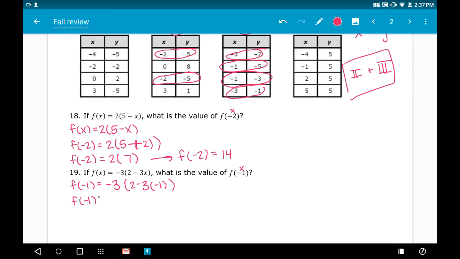So f of -1 equals, let's simplify inside our parentheses. So we have 2, -3 minus 1. When you multiply those together, -3 times -1, you get a +3. Then f of -1 equals, we have -3, and 2 plus 3 is 5. So our final answer here, f of -1 equals -3 times 5 is -15. So all you do is replace whatever's in the parentheses for your x's, and it will give you the answer when you simplify it.